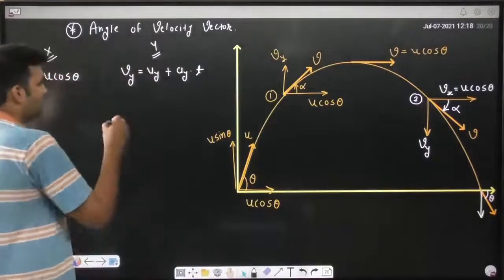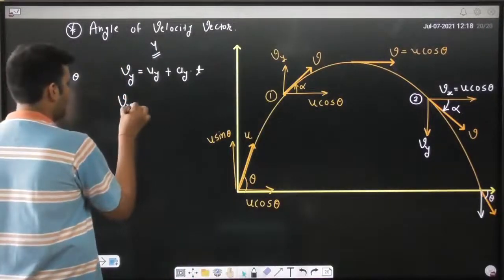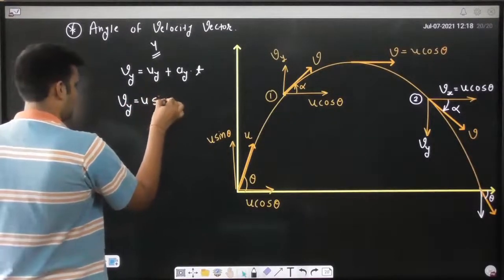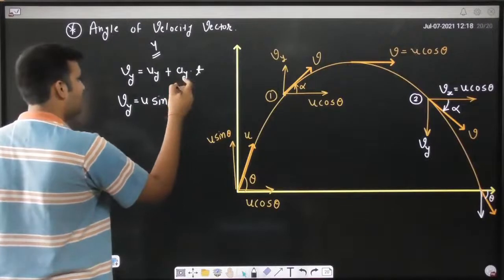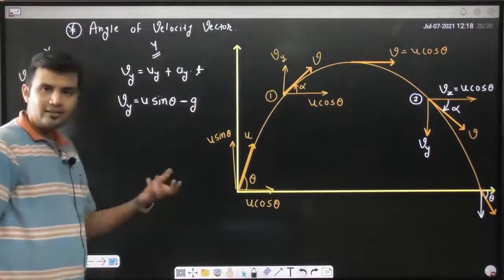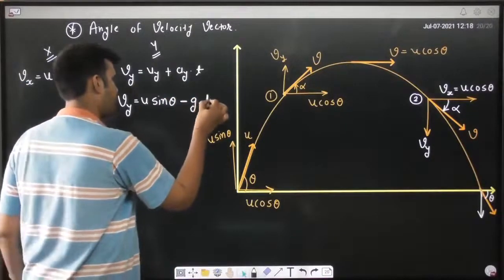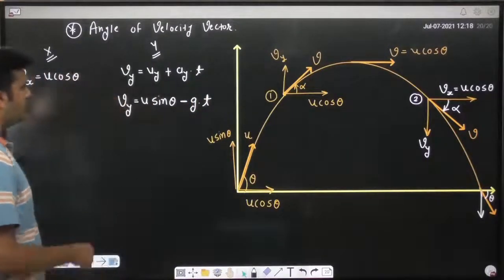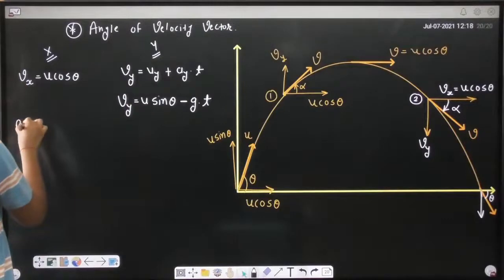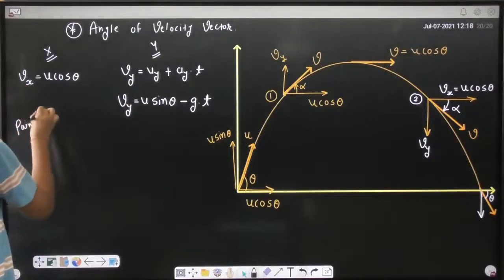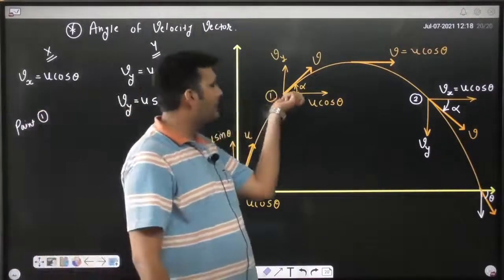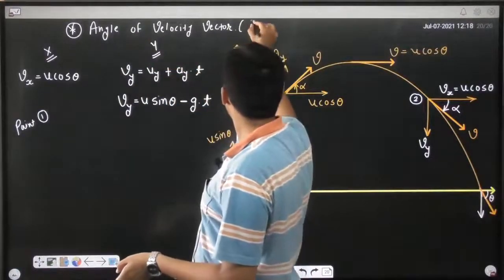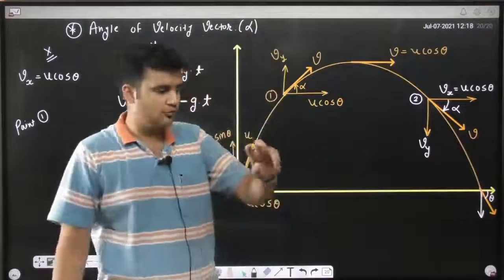Tell me the data here. What is your y velocity? That is uy. What is uy? That is u sin theta. Instead of a we are writing minus g, obviously, into t. So at point 1, if you wish to find the angle alpha, because that is our question only, the angle of the velocity vector, let's say alpha, that you are supposed to find.